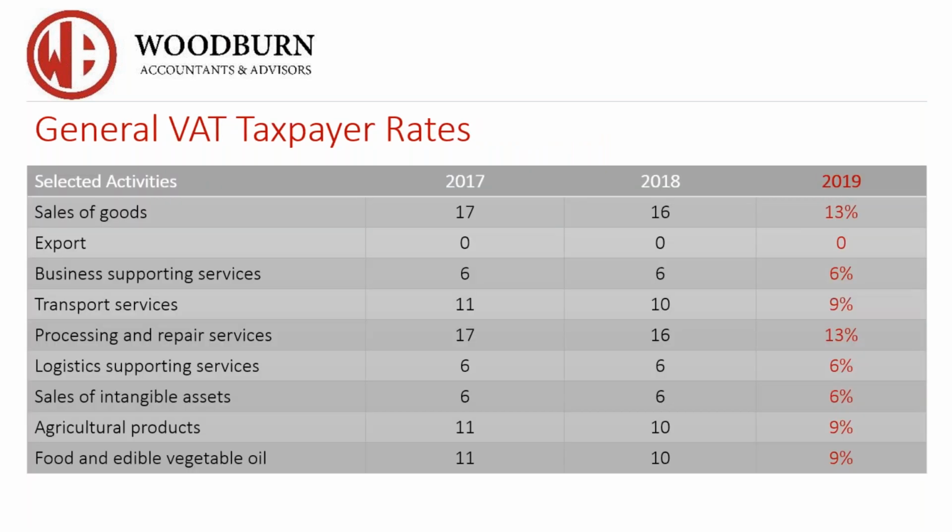Now here are the VAT rates, okay? So I've given you a bit of an overview of what the rates were in 2017, what the rates were in 2018, and what they were as of Jan 1, 2019. If you are selling goods, the VAT rate is at 13%. If you are in services, the VAT rate is at 6%. And this is all if you are in the general VAT taxpayer categories.